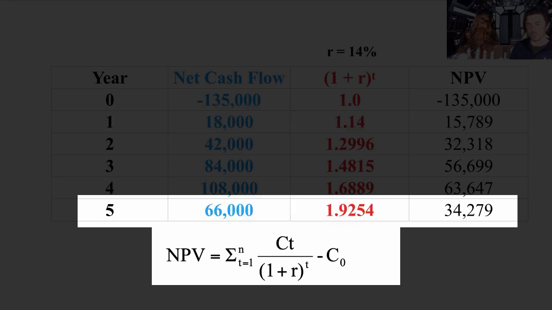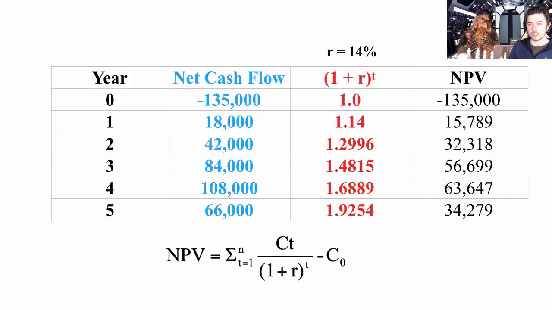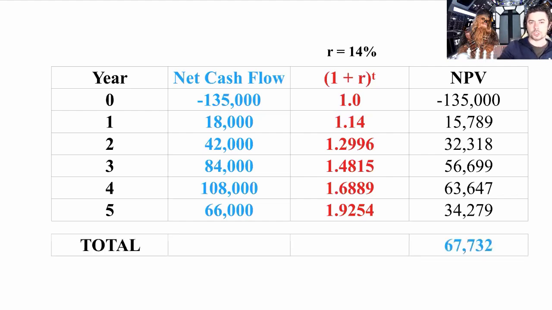66,000 in year 5 divided by 1.9254 gives us your 34,000. Okay, those are your present values for each of those years. We're asked to get the net present value, which is you sum up all of those, and if you sum those up, you get a total of 67,732 euro, and that's a positive number.